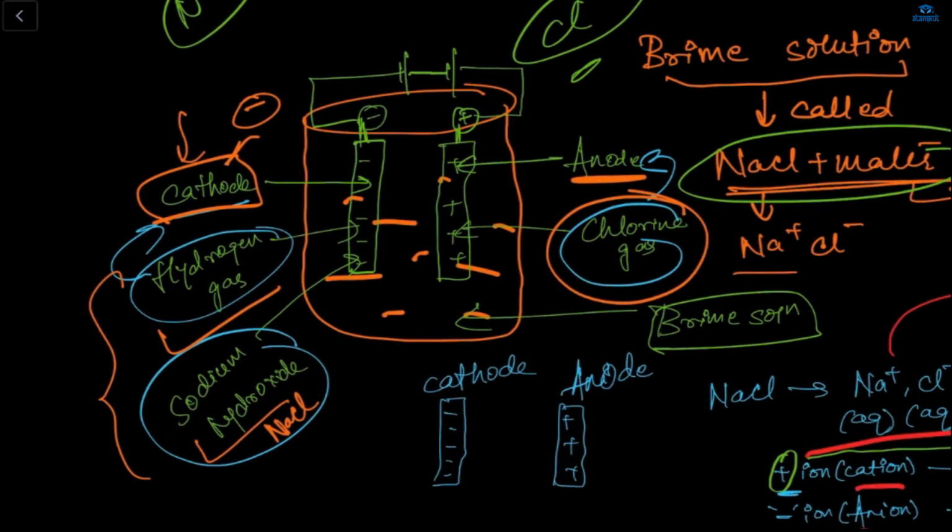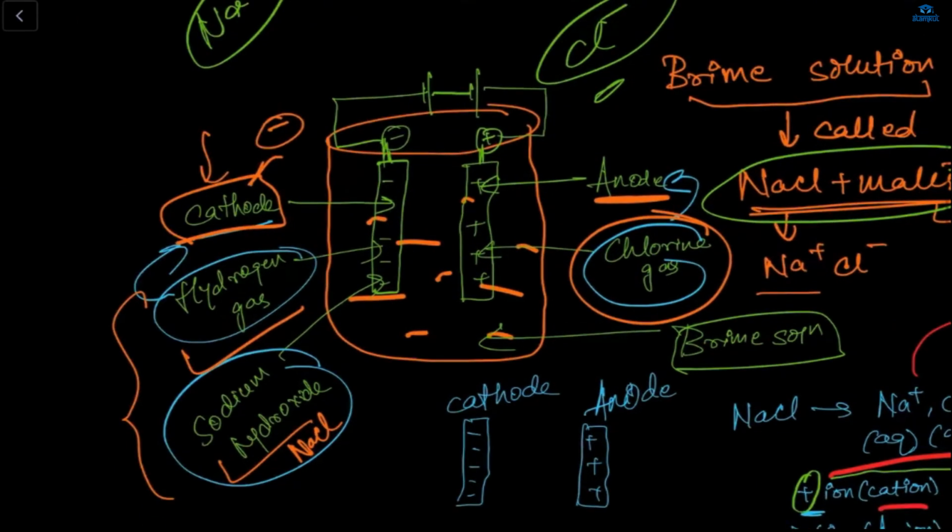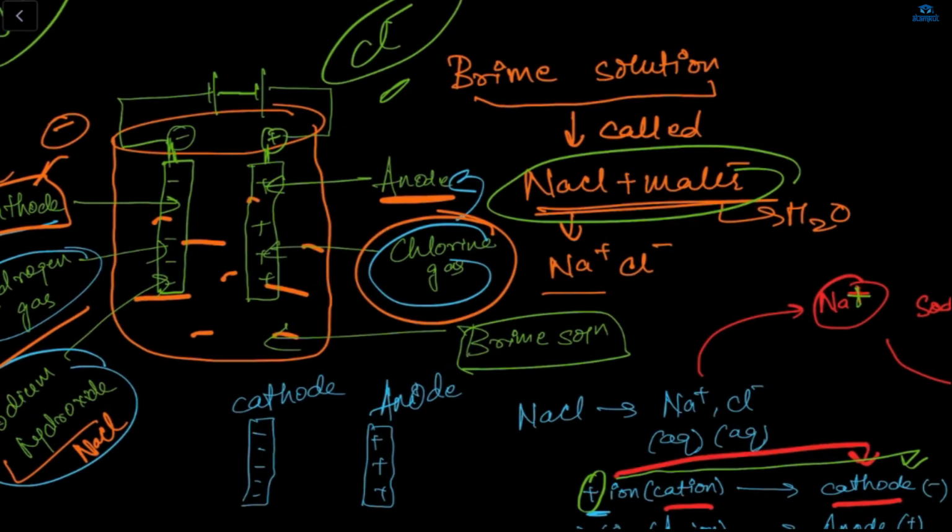These two are electrodes. The minus one we already know is the cathode, and the plus one is the anode, right? At the cathode there is hydrogen gas and sodium hydroxide, and at the anode there is chlorine gas. In this beaker we are taking a brine solution. Brine is a mixture of NaCl plus water.